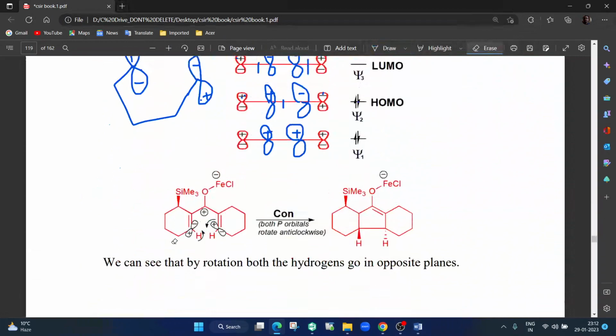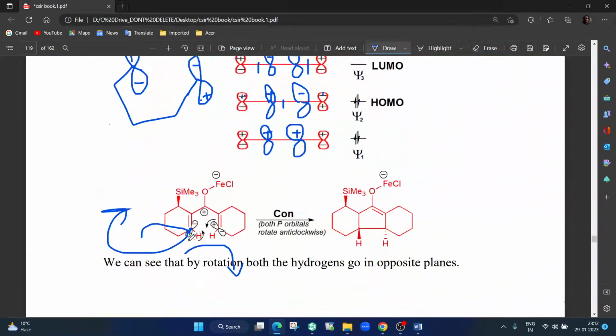Now what happens to oxygen? Please understand, this hydrogen is in the plane and this p orbital is coming out of the screen. I am not able to draw this because I don't have a 3-dimensional screen, but please understand, this is coming out of the board. So you are rotating it anti-clockwise, counterclockwise. Not rotating it this side, rotating it this side. You understand? This whole thing is going inside the board.